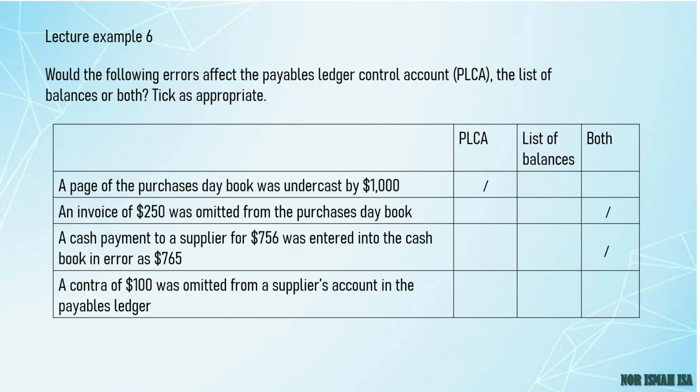Number 3, a contra of 800 was omitted from the supplier account in the payable ledger. So this is omitted in the supplier individual account. So this happened in the payable ledger, which is the list of balances.